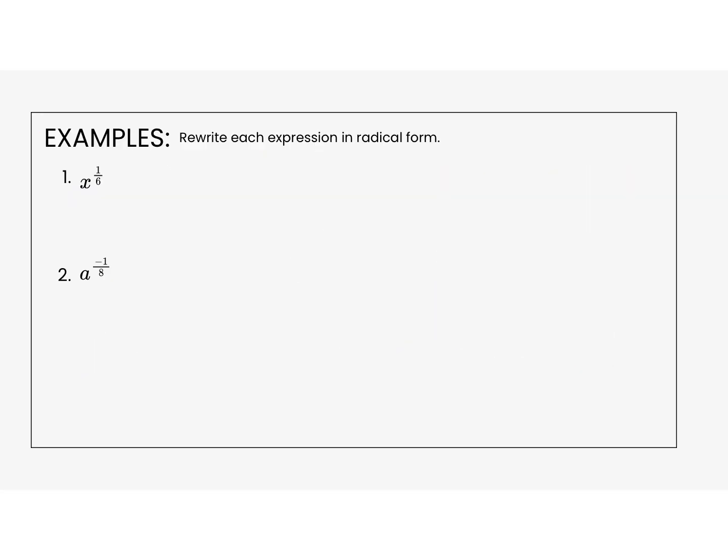All right, so these first few examples, we're just going to rewrite them in radical form. So like this, as exponents, they are in rational exponent form. We're going to rewrite them as a radical. So x to the 1/6 is just the sixth root of x. A to the negative 1/8, number 2. Negative means it's got to go in the denominator. So that's 1 over the 8th root of a.